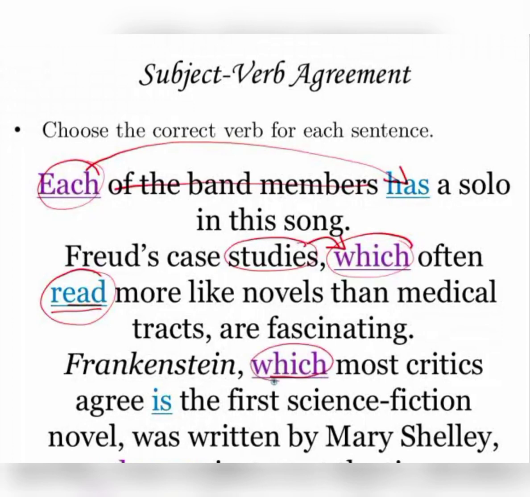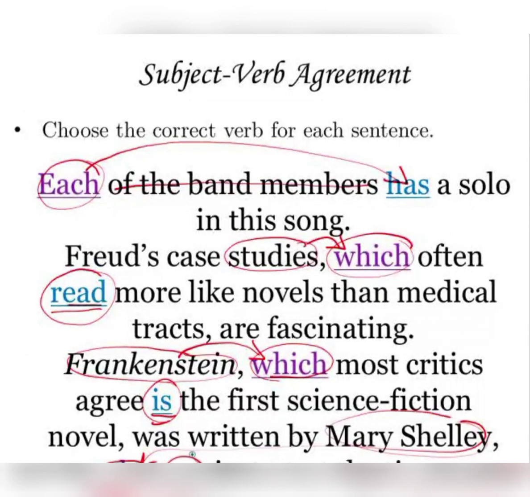Frankenstein, which most critics agree is the first science fiction novel. Well, there's our which again. And in this case, it's taking the place of Frankenstein, which is, first of all, a singular noun, and second of all, a title. So we treat it as a single thing, which is. It gets the singular verb is. It was written by Mary Shelley, who, which is taking the place of Mary Shelley, and there's only one of her, and she was just 19 when she wrote Frankenstein. Once again, third person singular verb, there's only one Mary Shelley.